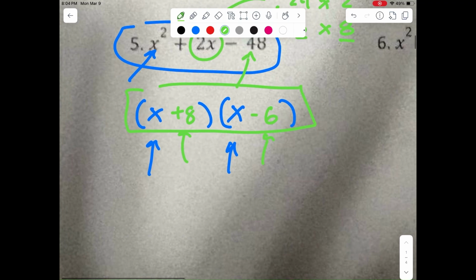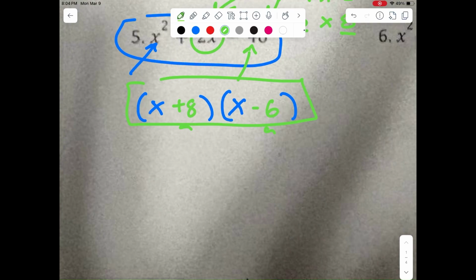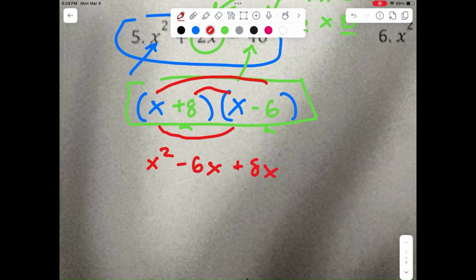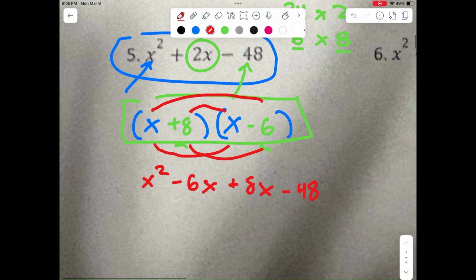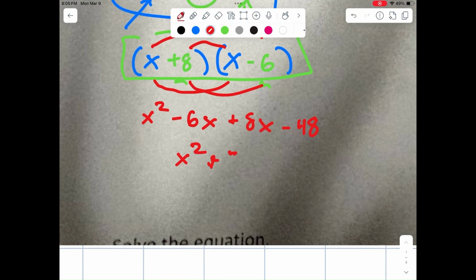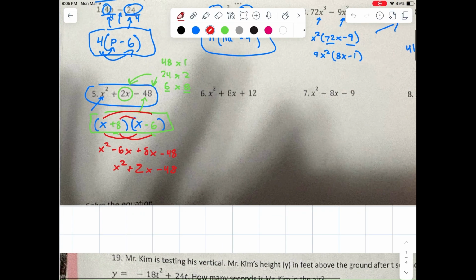If you're having trouble seeing the equivalence, then you would FOIL this out. Hopefully you guys have covered that. Essentially you multiply the first 2 front terms, so that would be x squared. Then you multiply the front and the farthest, which would be negative 6x. Then you multiply the 2 in the middle, plus 8x. And then you take the 2 outside terms, negative 48. If you simplify that, it would be x squared plus 2x minus 48. So you'll see that they are equivalent.